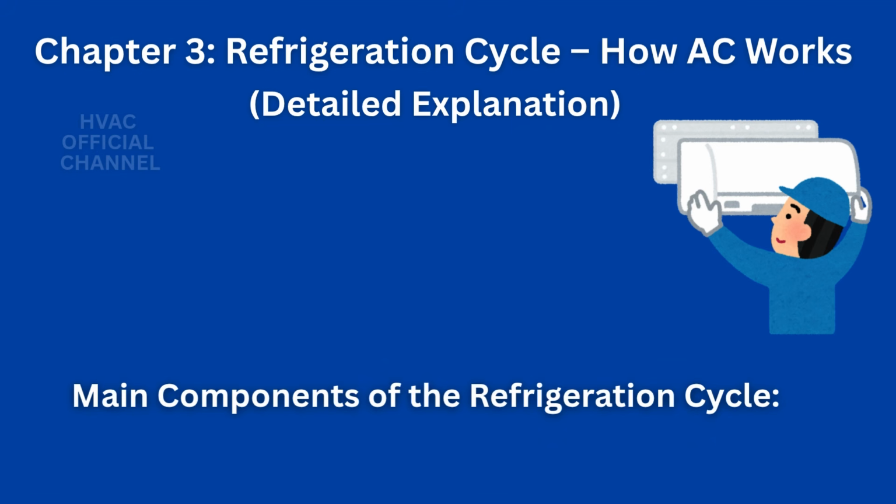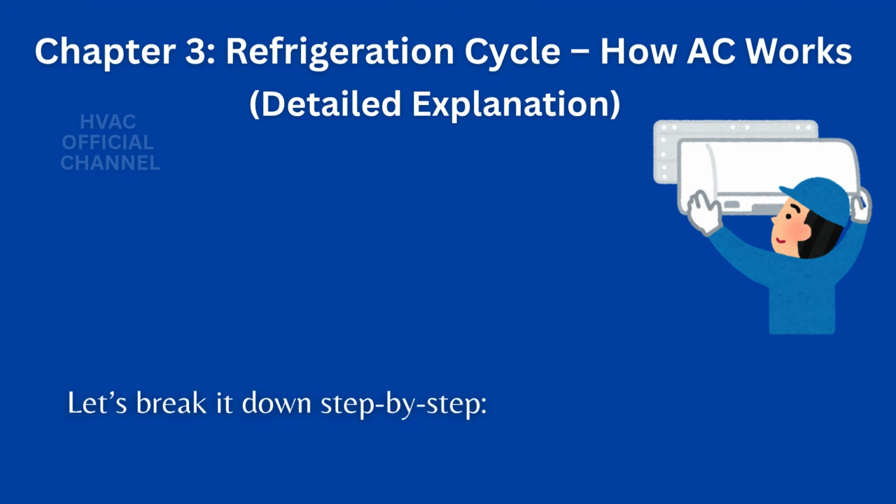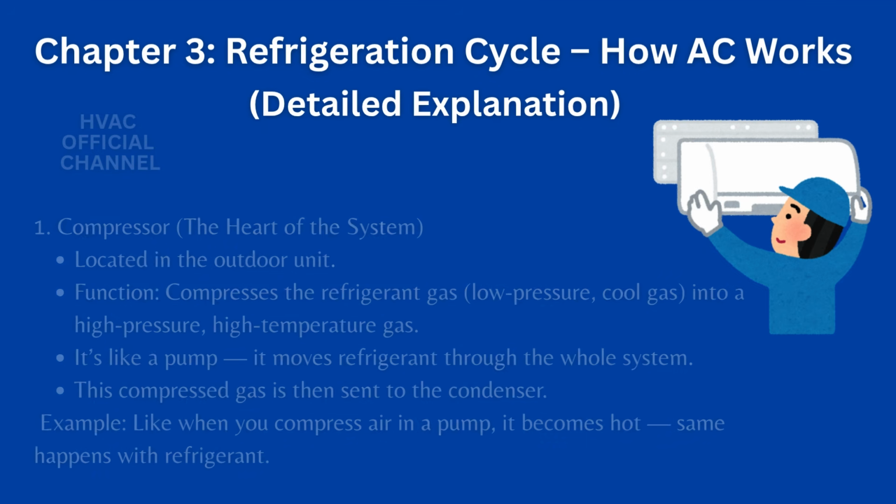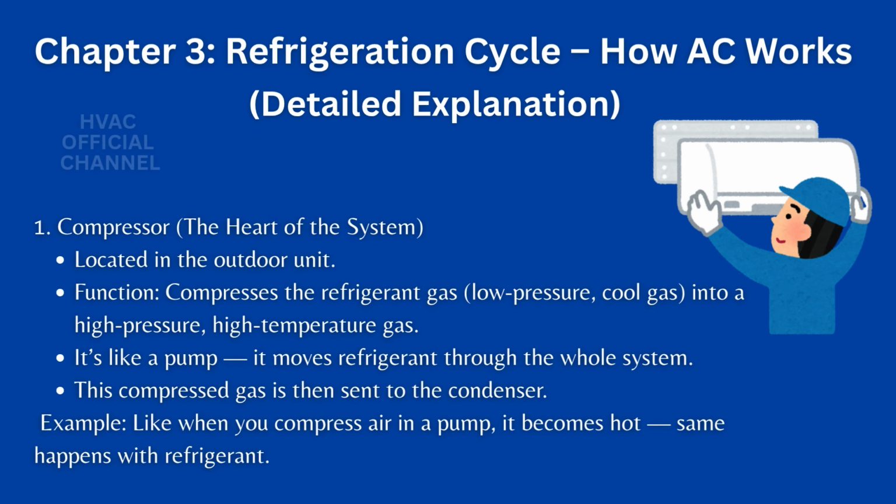Main components of the refrigeration cycle. Let's break it down step by step. 1. Compressor, the heart of the system, located in the outdoor unit. Function: compresses the refrigerant gas, low-pressure cool gas, into a high-pressure, high-temperature gas. It's like a pump. It moves refrigerant through the whole system. This compressed gas is then sent to the condenser.